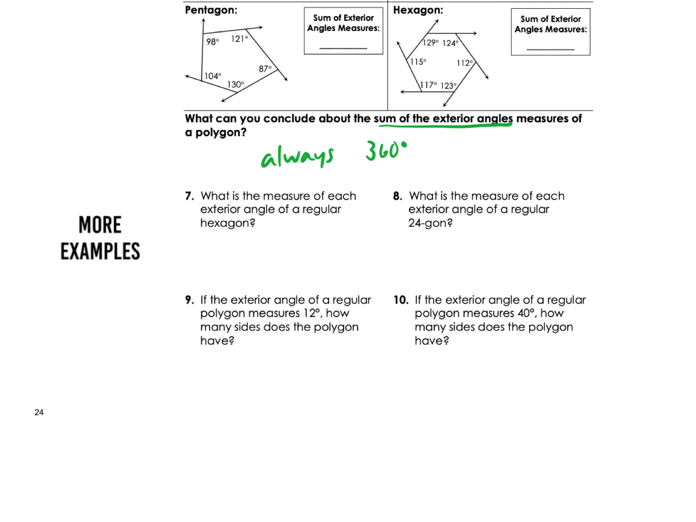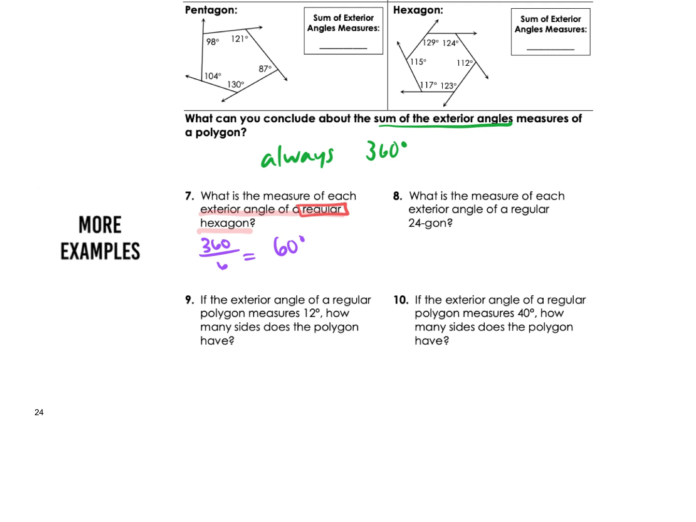Looking at number 7, what is the measure of each exterior angle of a regular hexagon? Well, how many angles is that if it's a hexagon? 6. And if it's an exterior angle, they always add up to 360. So 360 divided by 6 means it's 60 degrees. Our key word here, by the way, was regular, so we know that they're all the same. And exterior angles means that they add up to 360.